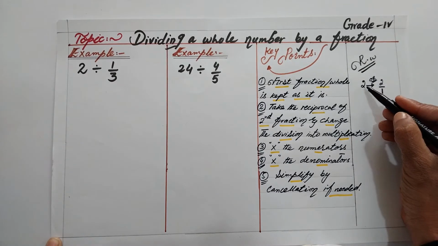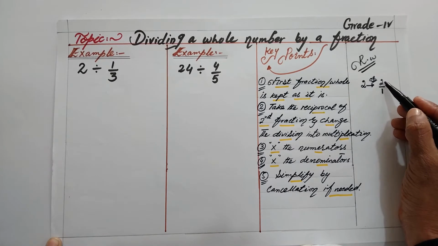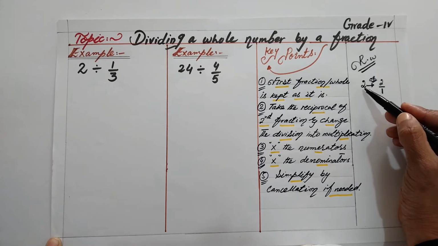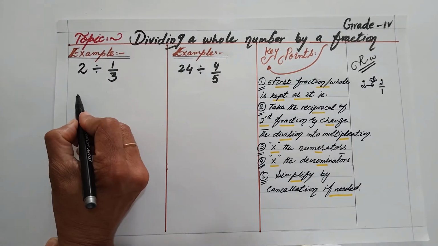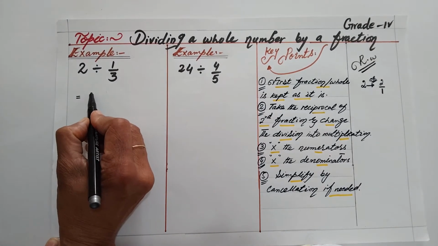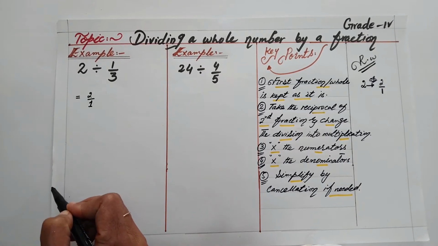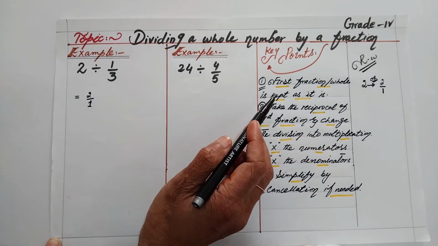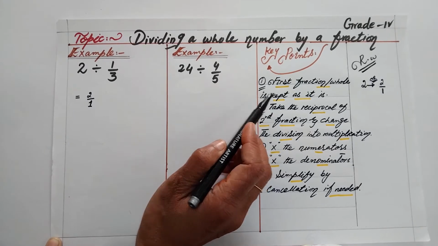So here we will write 2 as 2 over 1, because putting 1 as a denominator does not affect the value of 2. So what will we do over here? We will write the 2 as 2 over 1 because it will not affect the value. And what is the step? First fraction or whole number is kept as it is.